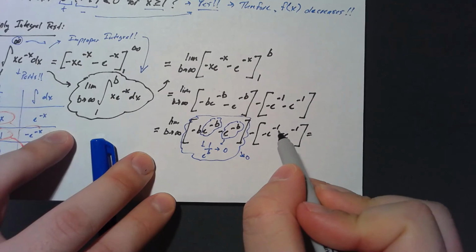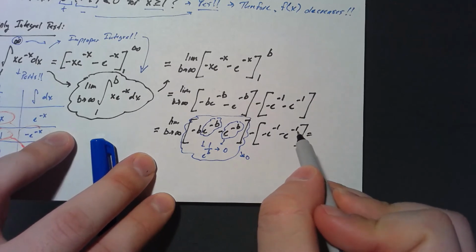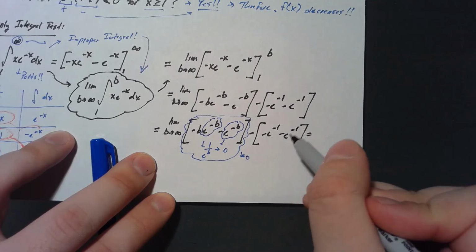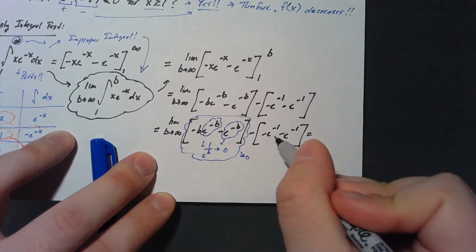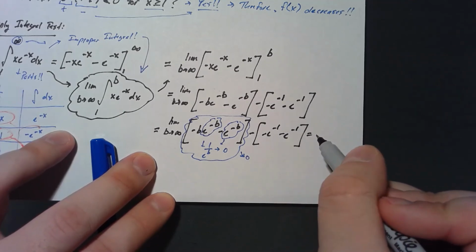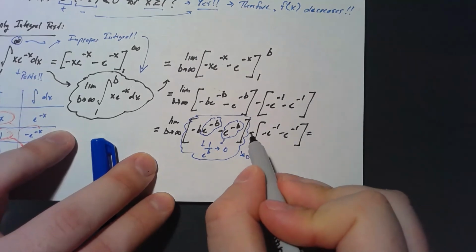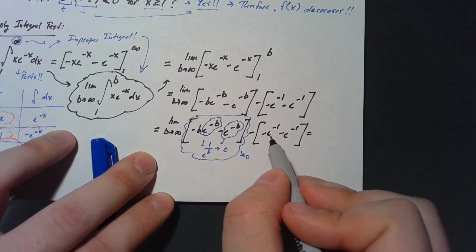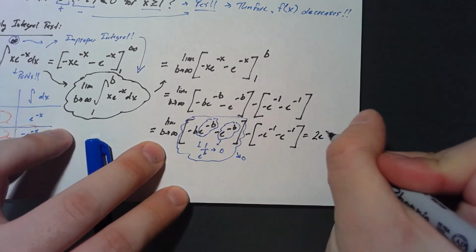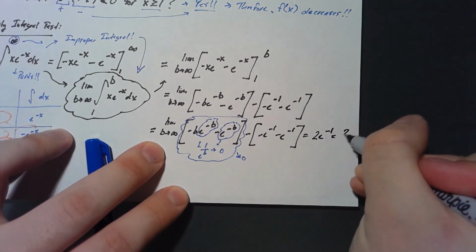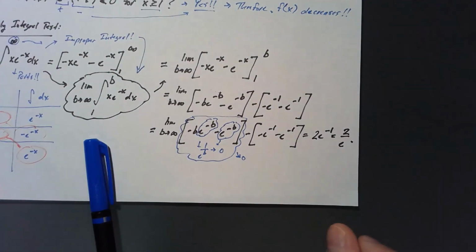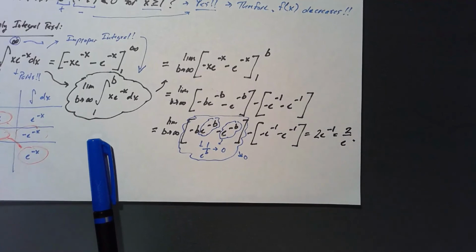So I have minus e to the first minus e to the negative first. I misspoke there. That's minus e to the negative first minus e to the negative first, which is minus 2e to the negative first, right? But I have a negative preceding it. So it's going to become positive 2e to the negative first. Or, in other words, 2 over e. Okay. So 2 over e, that's the number I get.